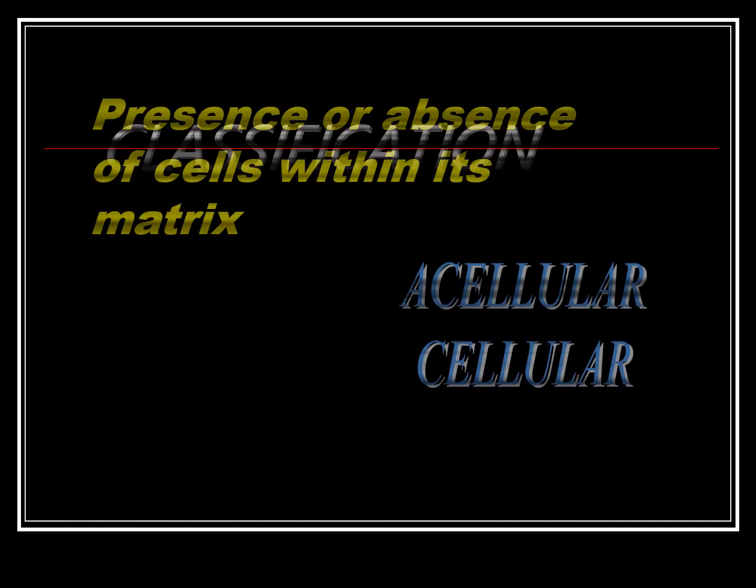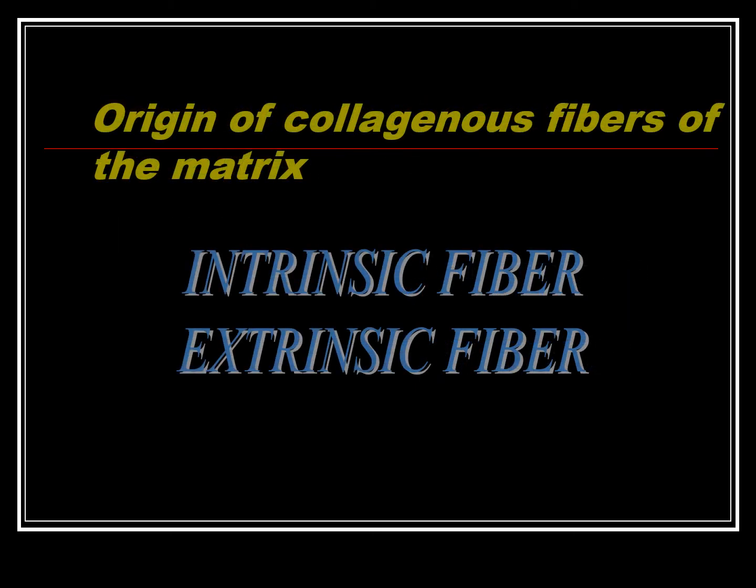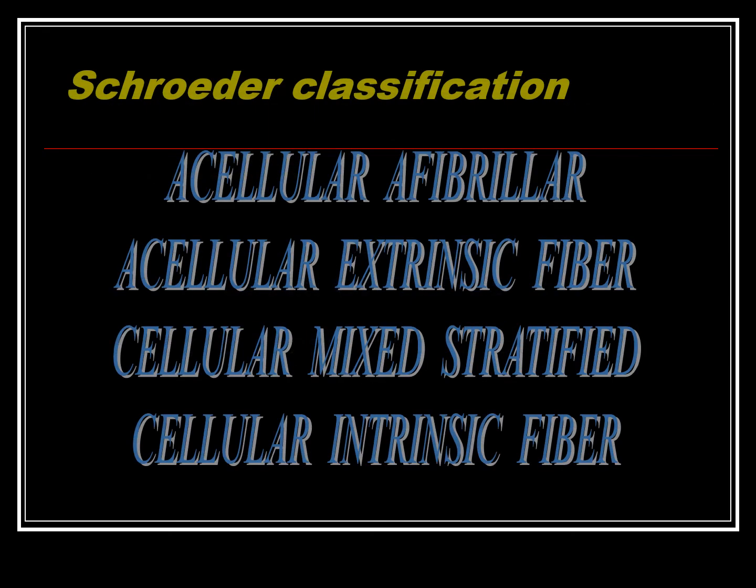Now, how do we classify cementum? On the basis of presence and absence of cells, we call it acellular if cells are not present, and cellular if the cells are present in the matrix. On the basis of origin of collagenous fibers of the matrix, they are intrinsic fibers and extrinsic fibers. This is the other classification which was given by Schroeder.